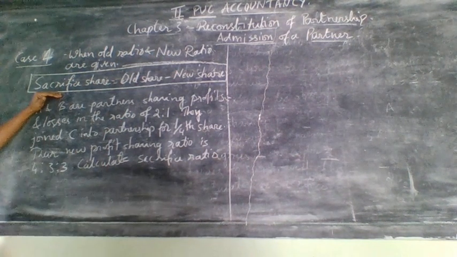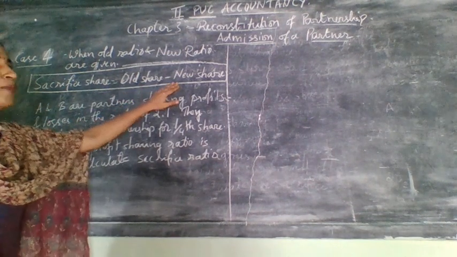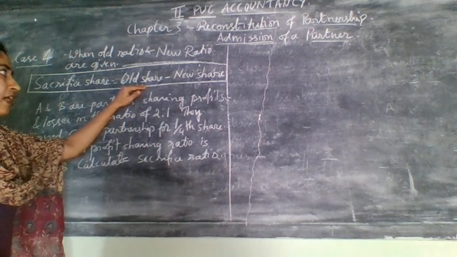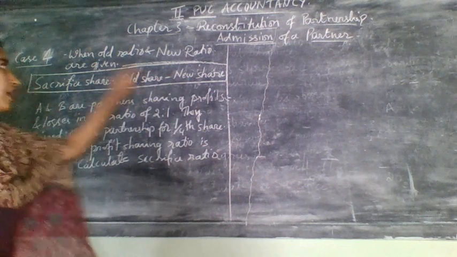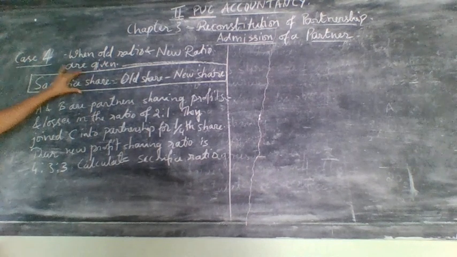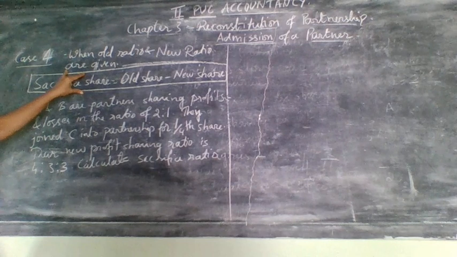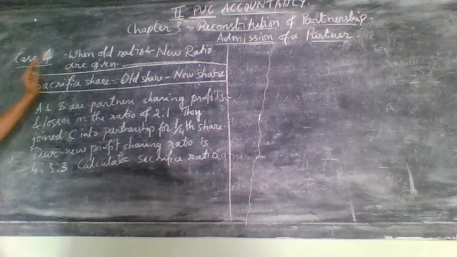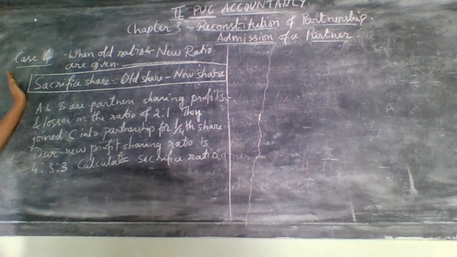So to get sacrifice ratio, when old ratio and new ratio are given in the problem, the formula is sacrifice share is equal to old share minus new share. This is a very important formula to calculate sacrifice share. You will get sacrifice share. So this formula also they may ask you for 1 mark, or they may ask you for 2 marks also. How you will calculate sacrifice ratio means you need to write this only: sacrifice share is equal to old share minus new share.